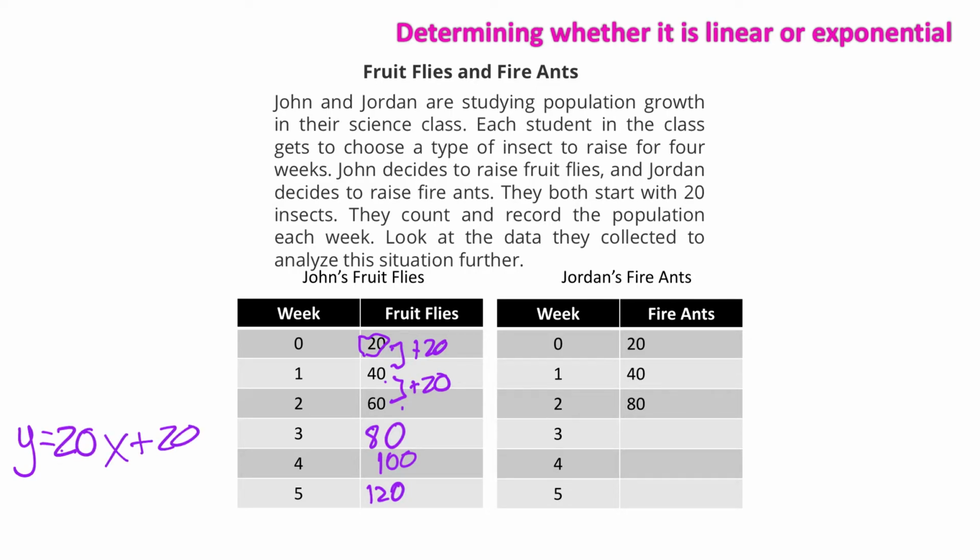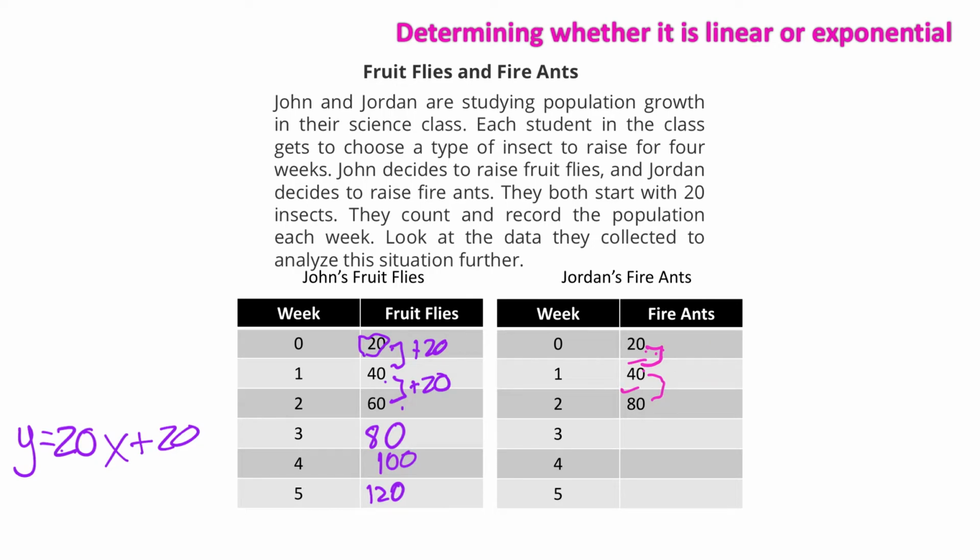For Jordan's, we see that she starts with 20, then it goes to 40, which looks very similar to John's, but then you can see the difference. So we added 20, and then this increased by 40. So 20, you doubled it here, and then here you had to multiply 40 by 2 to get 80. So for week 3, I'm going to multiply by 2.